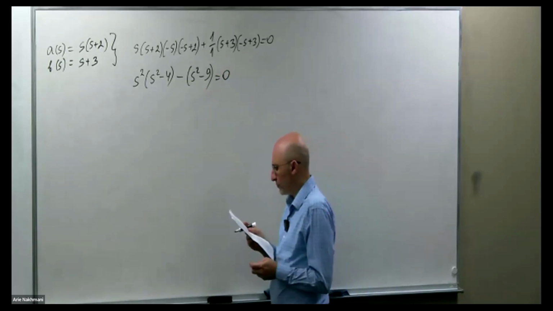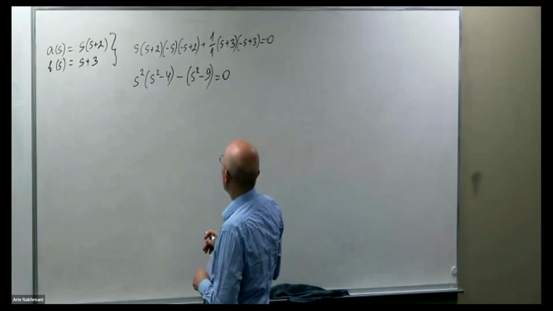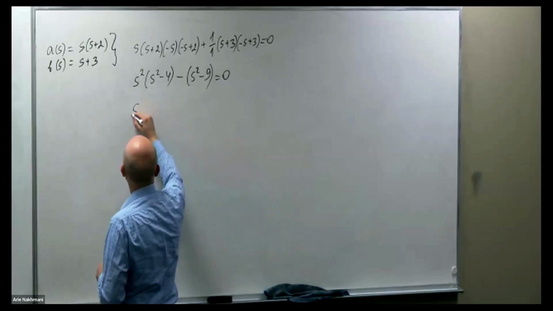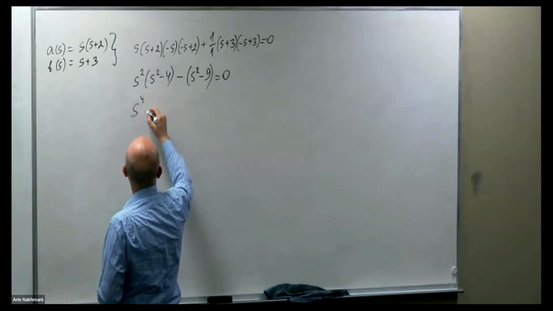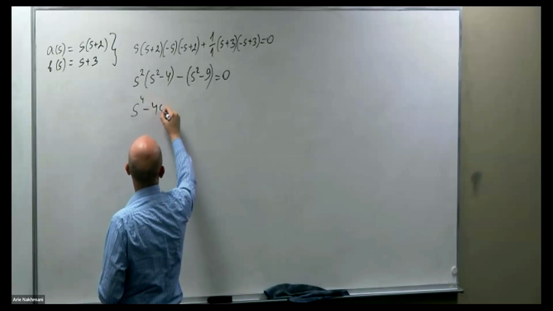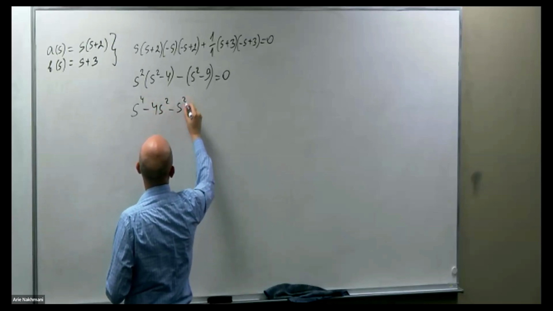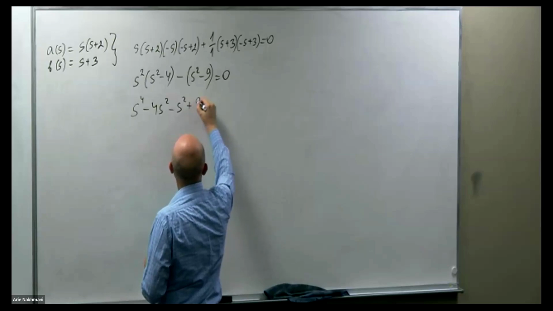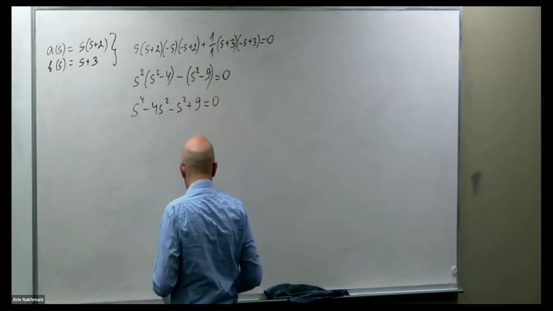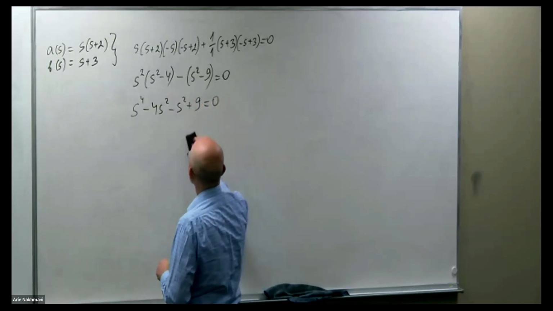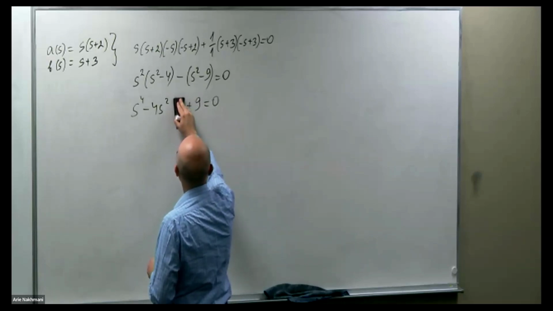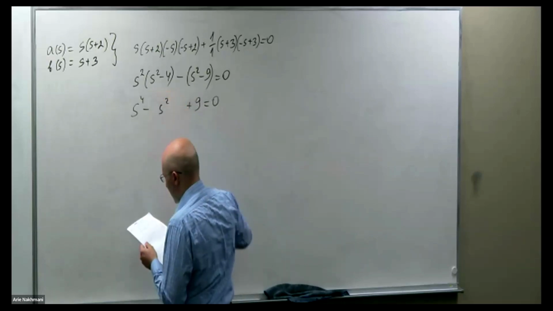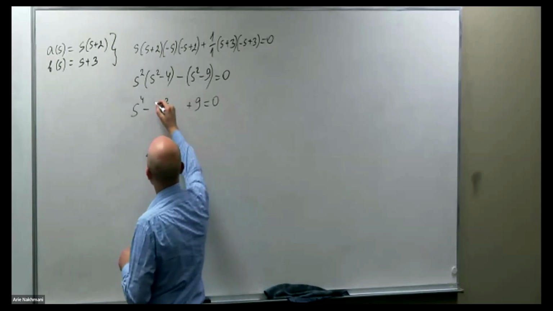All right. Now we can open parentheses, you'll get s to the fourth power minus 4s squared minus s squared plus 9 equals 0. So these two come together and become 5 here.